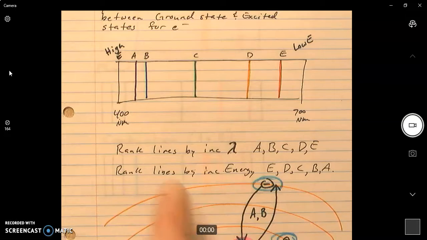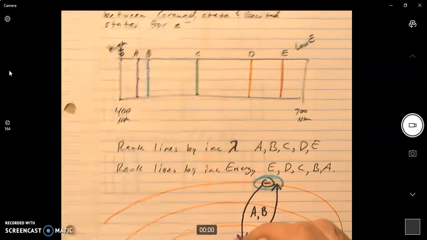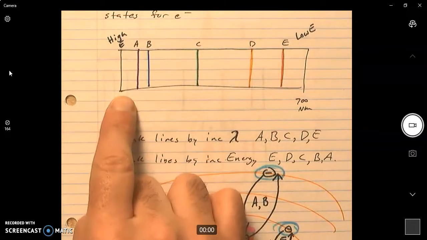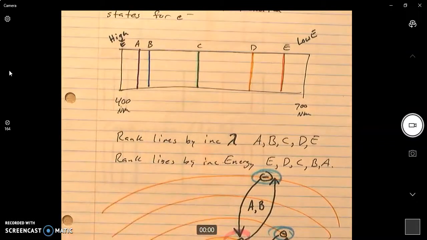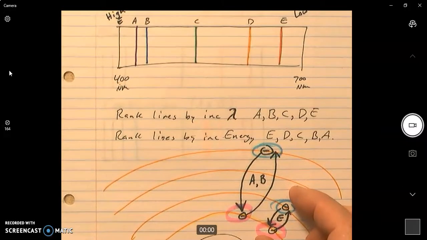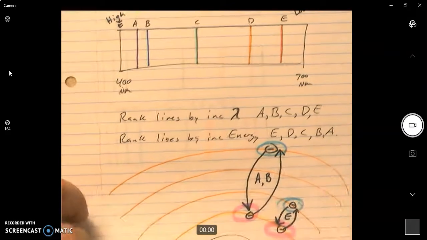So each of these lines represents a drop from an excited state back to a ground state. The bigger the fall, the higher energy light that's given off, and the more towards the violet-blue end of the spectrum it is. The smaller the jump, and the smaller the fall back down, the lower energy light, the red and orange colors that we'll see.